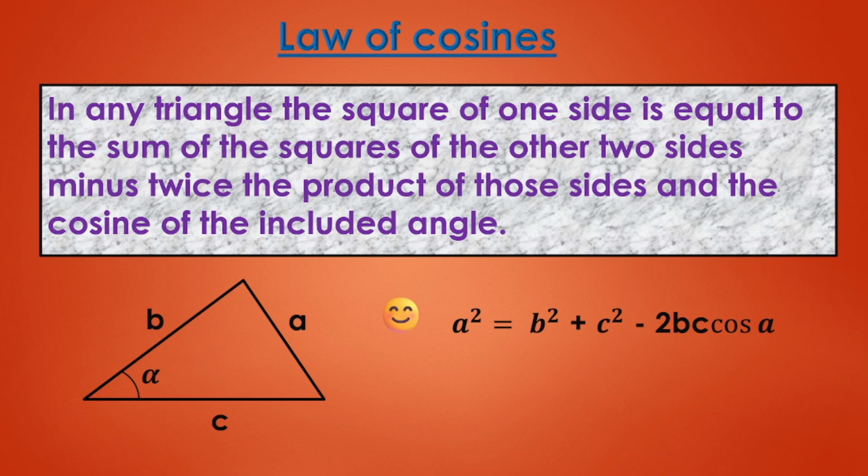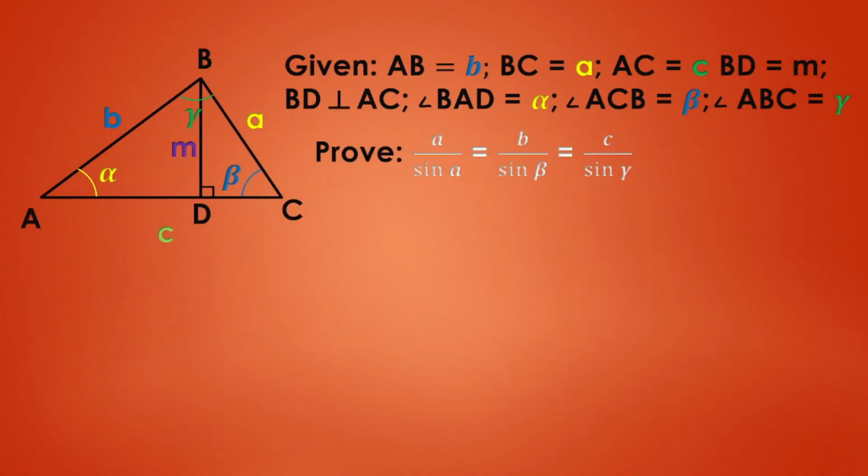Let's prove the law of sines. Let AB equals B, BC equals A, AC equals C, BD equals M, BD is perpendicular to AC. Angle BAC equals alpha, angle ACB equals beta, angle ABC equals gamma. Let's first understand why A divided by sine of alpha equals B divided by sine of beta equals C divided by sine of gamma. Let's take triangle BCD and find in it the sine of beta, which is equal to the ratio M over A. Hence M equals A times sine of beta.